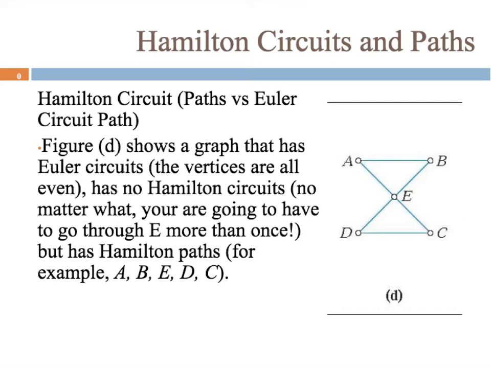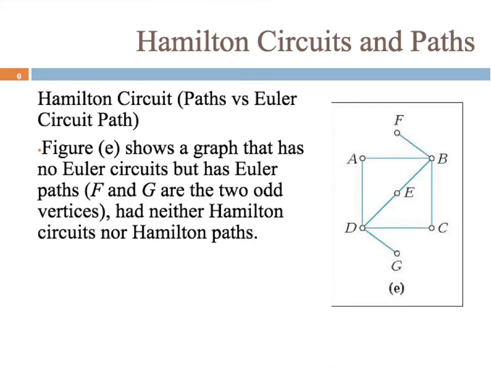But with Hamilton, so for instance, if we try to start at A, okay, if I go A, B, E, D, C, okay, so I can't go back to A unless I go through E again. Okay, so E's kind of like that bridge point. We must go back to get to where we were. But it does have a path, so if I just erase what I just did, actually, notice that we've hit all the vertices and we just end up at C, so the A, B, E, D, C. So that one works for a path.